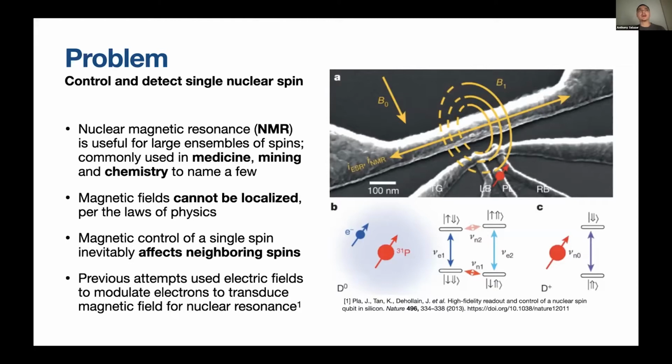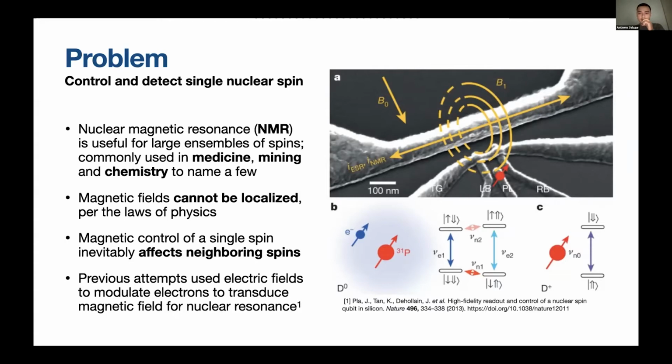So this inevitably still affects nearby neighboring spins because of this magnetic field that's being transduced by an electric field for the electron, but ultimately you want to change the nuclear spin, and so that's going to affect it regardless. And then as you can see in B and C here, this is using the example of phosphorus, and those blue line transitions are the electron transitions, and the red arrows between the states are nuclear transitions. So you can use that to make the magnetic resonance easier using electric fields, but it's still not completely purely electric.